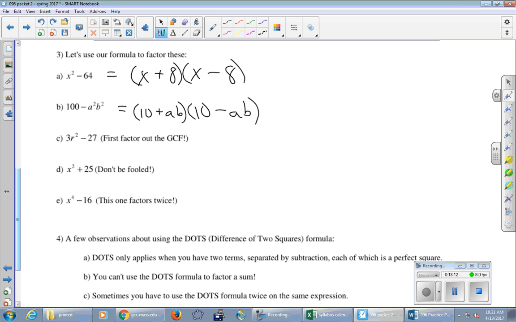That's not this. This is two terms specifically. Is it two terms? Yes, it is. Is it a difference? The subtraction sign in the middle? Yes, it is. Are both of the terms perfect squares? Is 27 a perfect square?